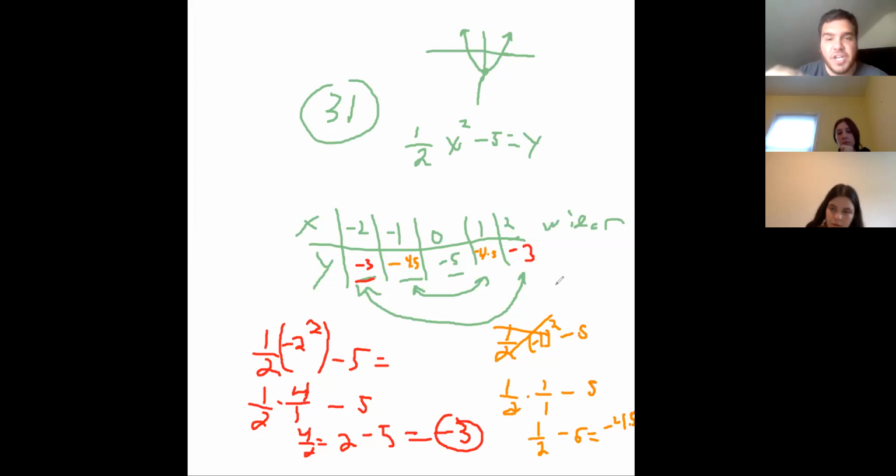And I think it asks you the shift. So did it shift up or shift down?